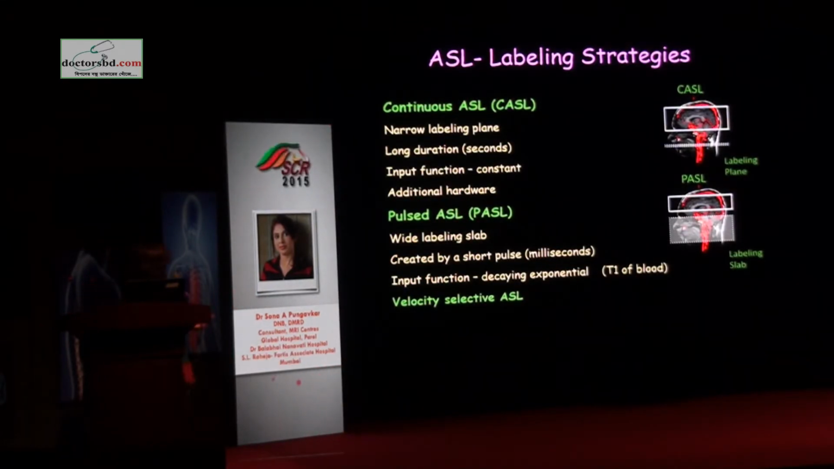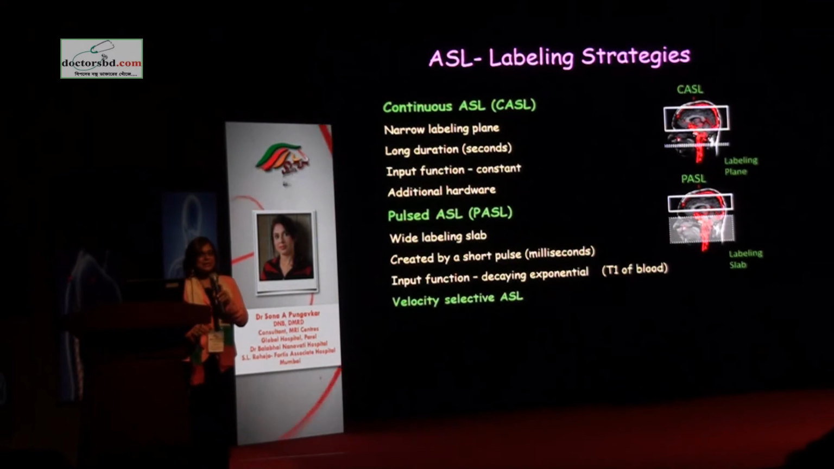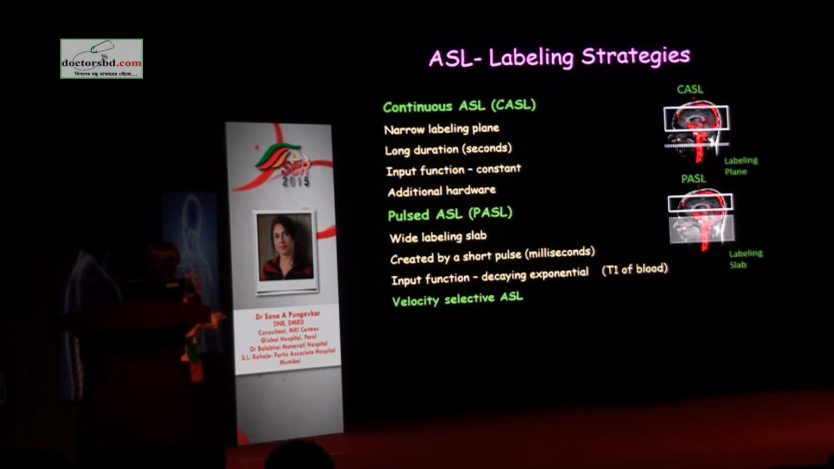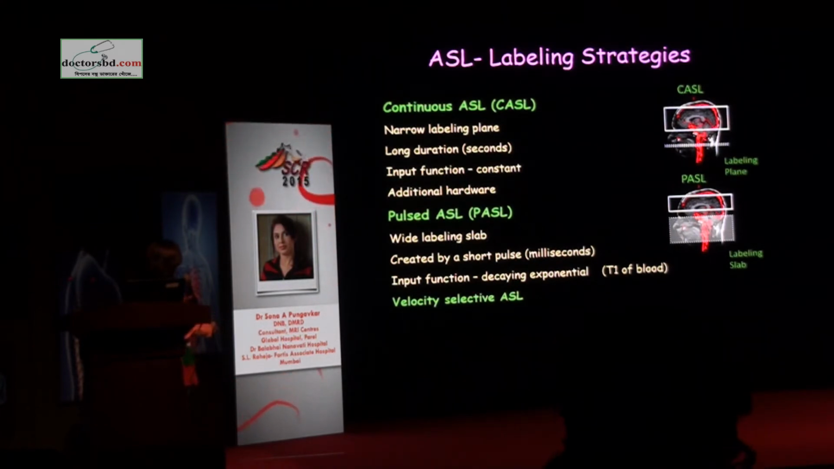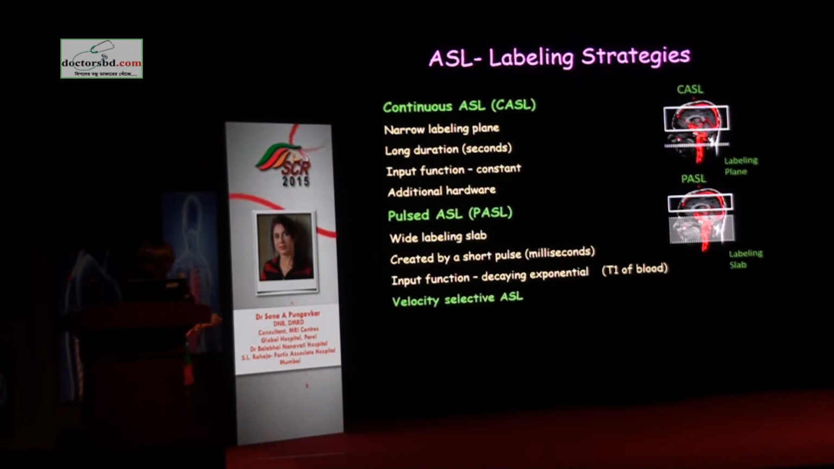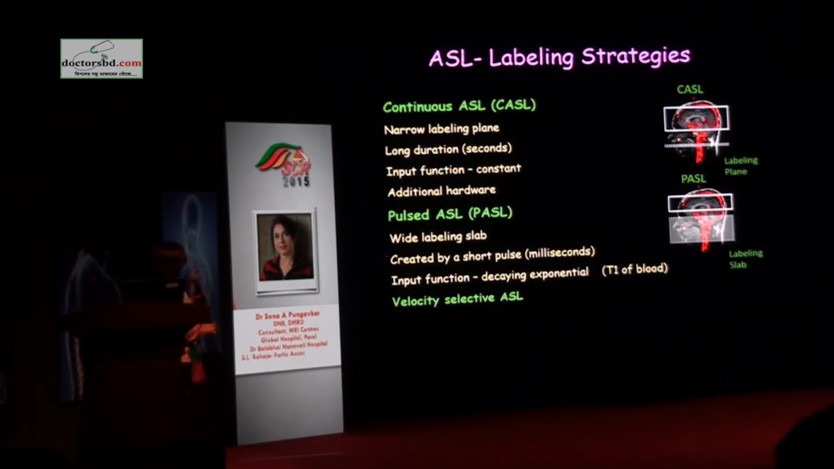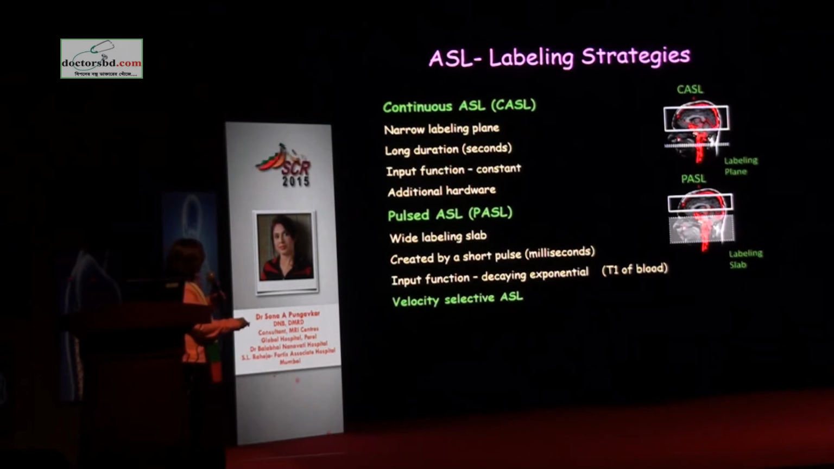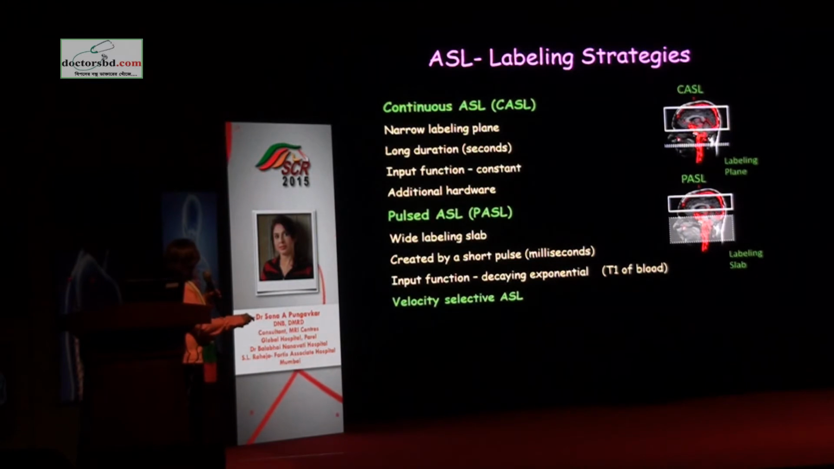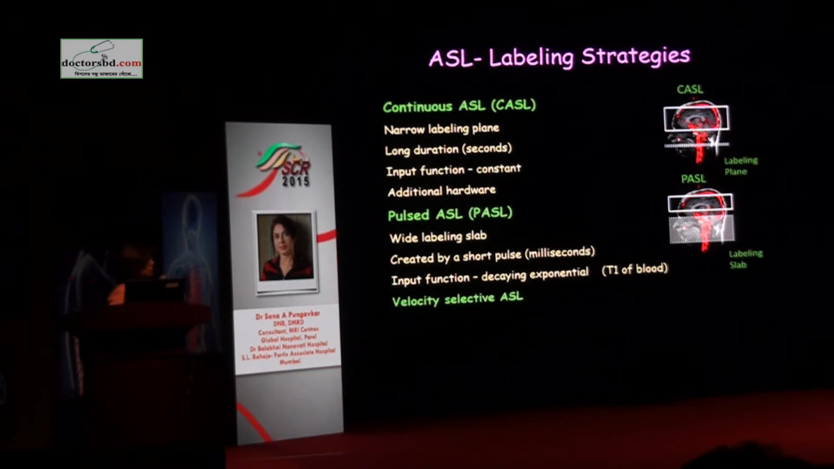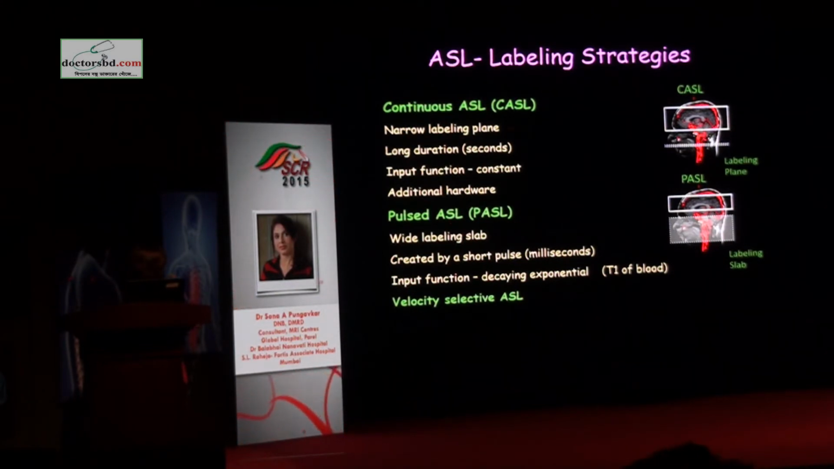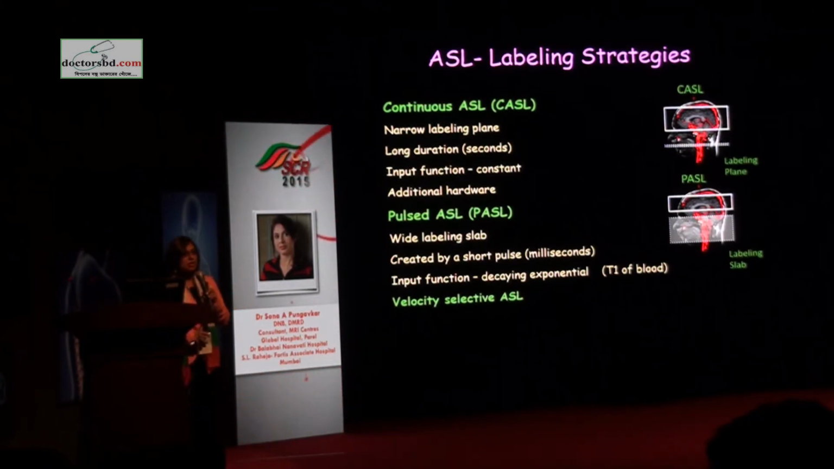Just like you have PRESS and STEAM in spectroscopy, you have different techniques for how you can acquire this data: continuous ASL, pulsed ASL, and velocity selective ASL. So these have different issues. One takes a longer time, one needs a wider labeling slab. If you did so much slab labeling, then you would not get data over the cerebellum. And if this whole thing was done as continuous labeling, it would take a longer time. I'll come back to how we resolve this problem.